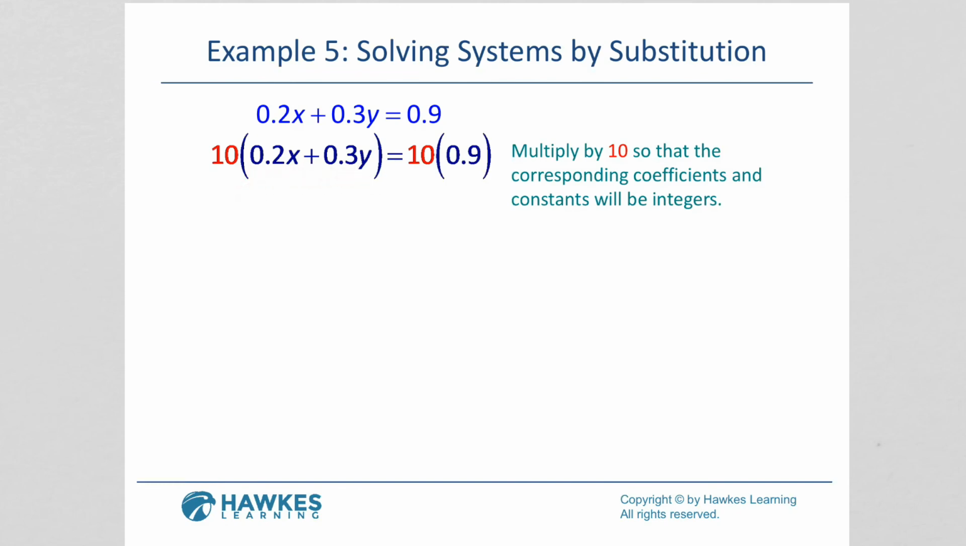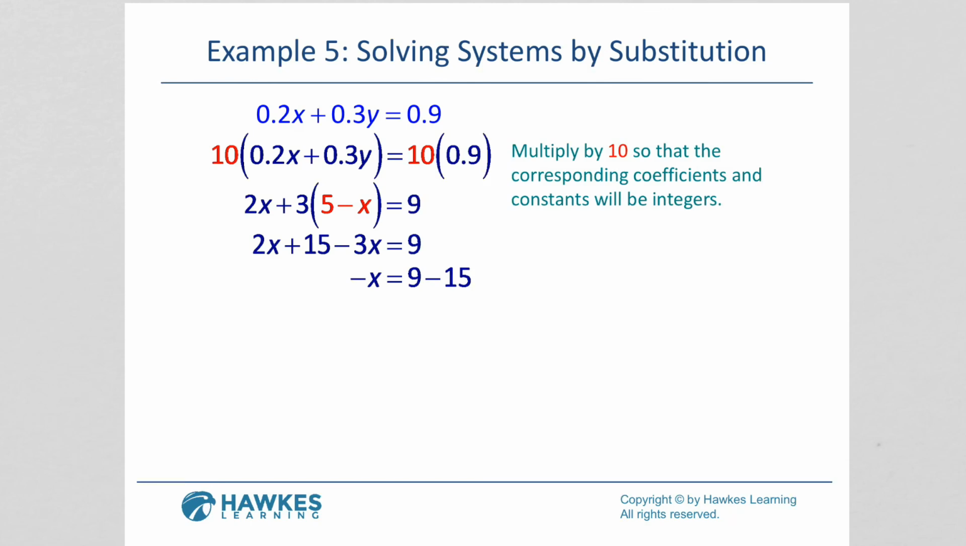10 times 0.2x plus 0.3y equals 10 times 0.9. What we're doing here is multiplying by 10 so that we will have coefficients that are constants. We don't want to deal with decimals. So that's going to be actually our first step before we plug anything else in. That ends up leaving us with 2x plus 3y, and here we are going to replace our y with 5 minus x, equals 9. Distribute, and I have 2x plus 15 minus 3x equals 9.